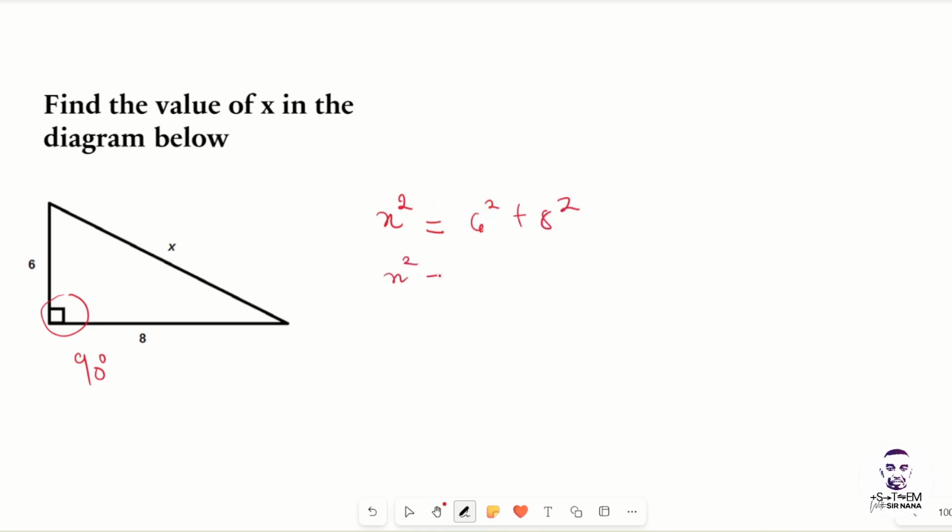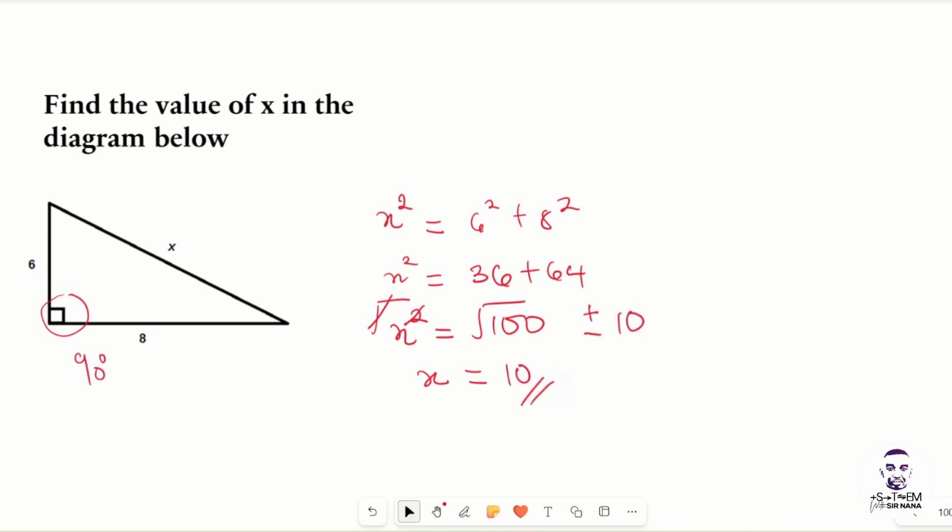So we have x squared equal to 36 plus 64. It means that our x squared should be equal to 100, right? In order to take off the square, what we must do is find the square root of both sides. The square root cancels the square on this side, and then our x becomes equal to the square root of 100. We know the square root of 100 is plus or minus 10. But then we say that x is equal to 10.